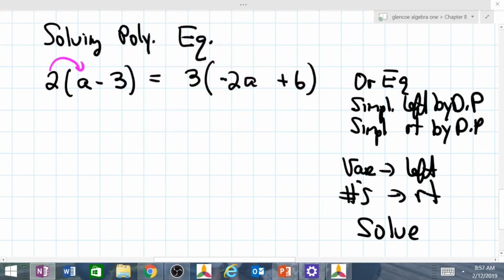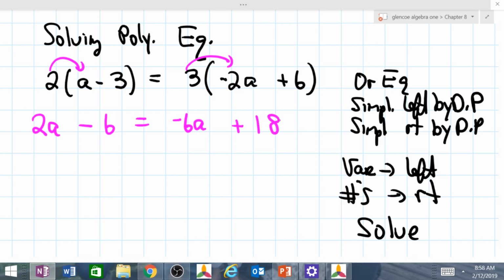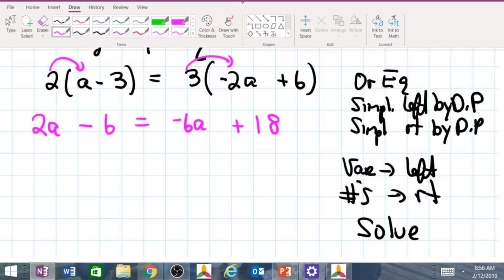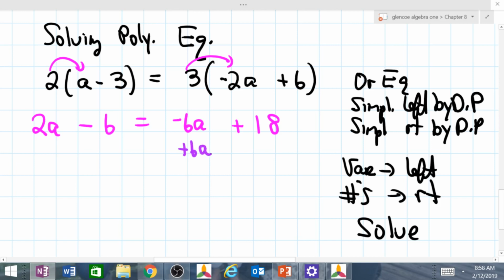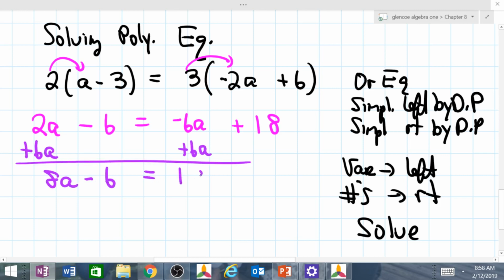Okay, 2 times a is 2a, minus 2 times 3 is 6. 3 times a negative 2a is a negative 6a, and 3 times 6 is 18. Is everyone with me up to that step? I simplified the left, I simplified the right. Now I'm going to put my variables on the left side and my numbers on the right side. So I'm going to add 6a to each side. And I get 8a minus 6 equals 18. I could have done this all in one step, but I'm going one at a time.